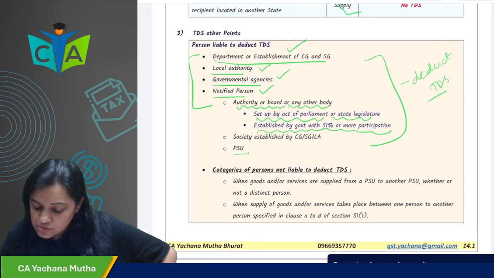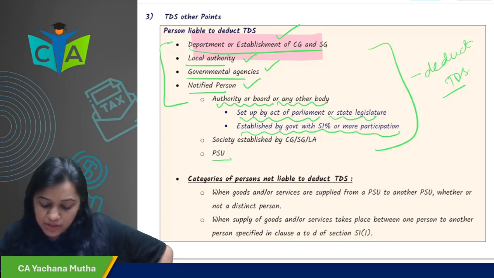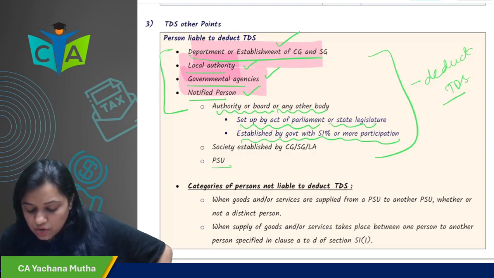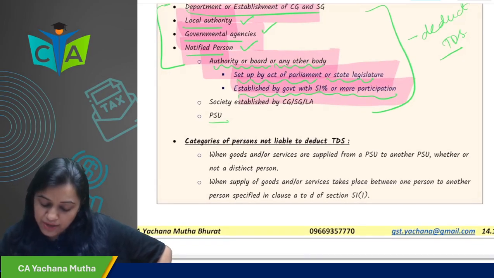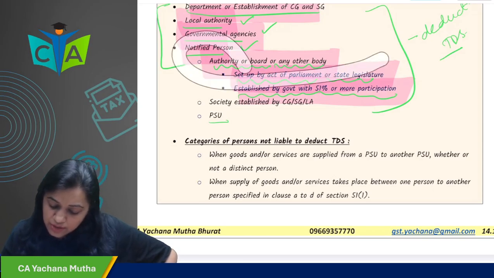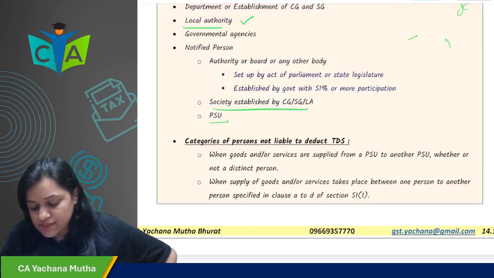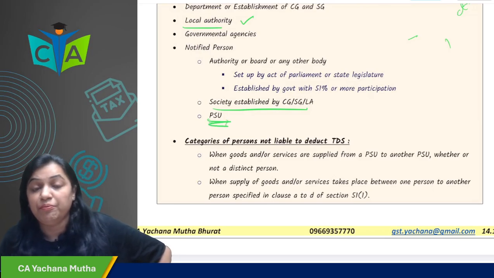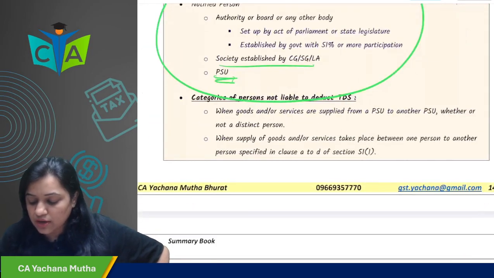So the persons liable to deduct TDS are department or establishment of central government, state government, local authority, governmental agencies, and the notified person. If you are an authority or board set up by an act of parliament, state legislature, or established by government with 51% or more participation, then you are required to deduct TDS. If you are a society established by central government, state government, local authority, or a PSU, public sector undertaking, you are required to deduct TDS.